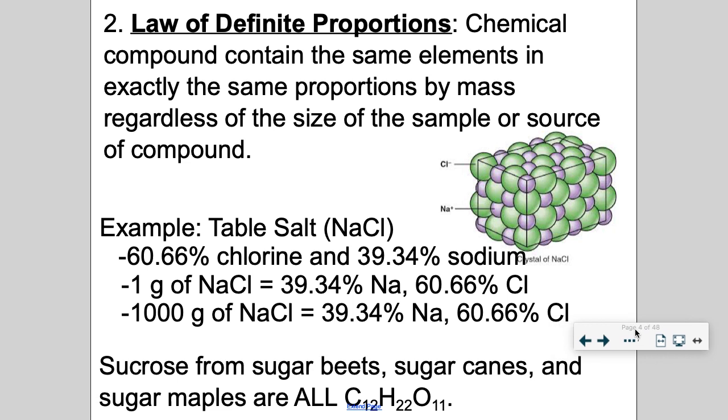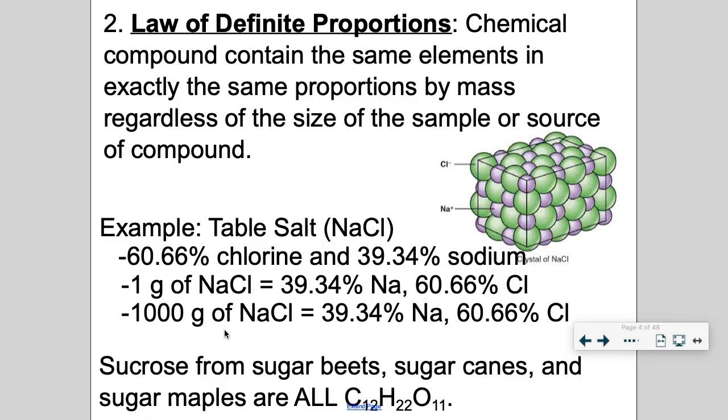Okay, the law of definite proportions is the second law I want to discuss. It states that chemical compounds contain the same elements in exactly the same proportions by mass, regardless of the size of the sample or source of the compound. So if I have table salt, which is NaCl, and I take a look at the size of these ions, 60.66% is chlorine and 39.34% is sodium. If I take a gram of sodium chloride, the percentages are going to be the same as if I have 1,000 grams of sodium chloride.